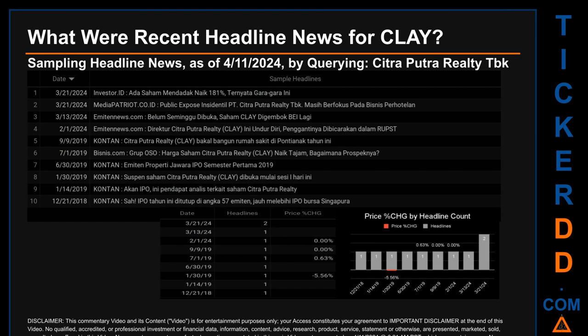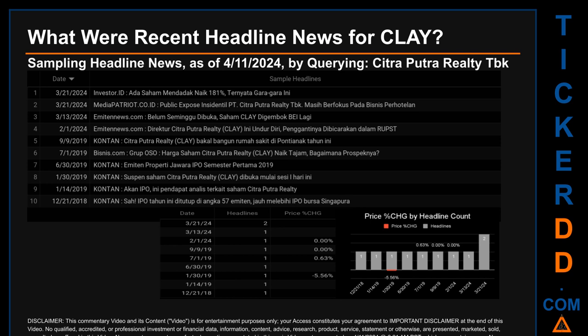The oldest publication was on Friday, December 21, 2018, 5 years 4 months and 21 days ago, when Kontan published the headline that read, IPO Tahun Ini ditutup di angka 57 emiten, Jauh melebihi IPO Bursa Singapura.